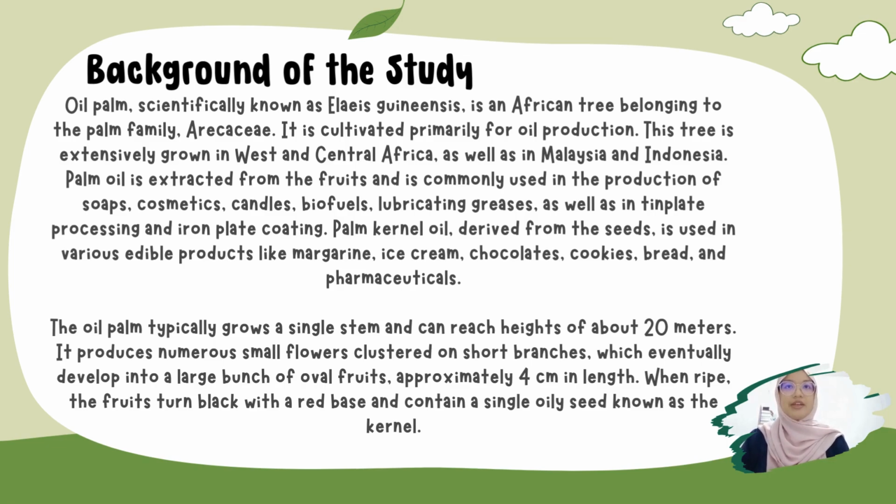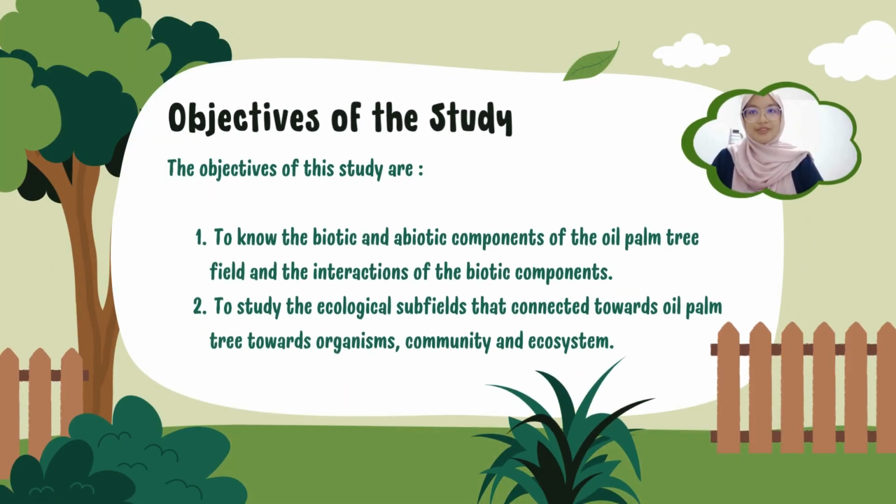Palm kernel oil that is derived from the seed is used in various edible products like margarine, ice cream, chocolates, cookies, bread, and pharmaceuticals. The oil palm typically grows a single stem that can reach a height of about 20 meters. It produces numerous small flowers clustered on short branches, which eventually develop into a large bunch of oval fruits approximately 40 cm in length. When ripe, the fruit turns black with a red base and contains a single oily seed known as the kernel.